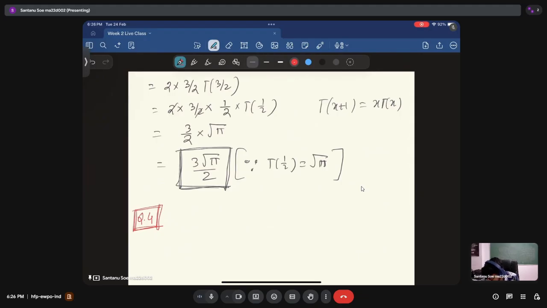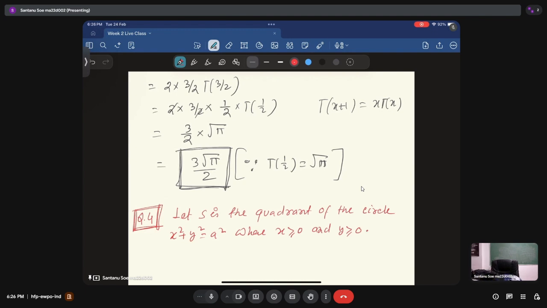Okay, so let S be the quadrant of the circle x square plus y square equals a square, where x is greater than or equal to 0 and y is greater than or equal to 0. Then find the value of the double integral.